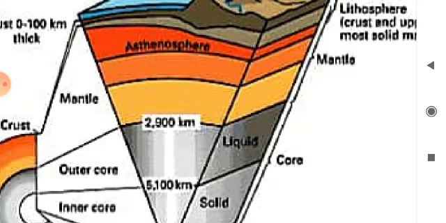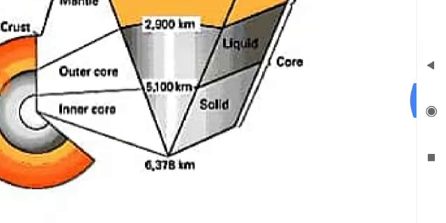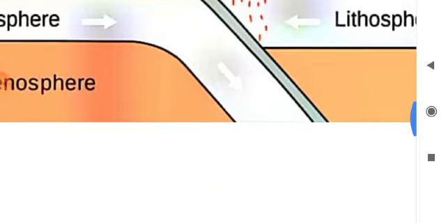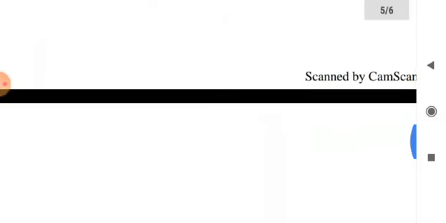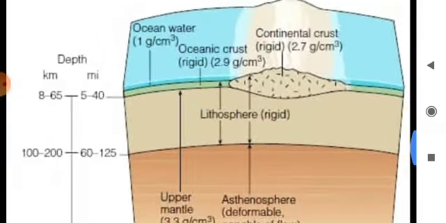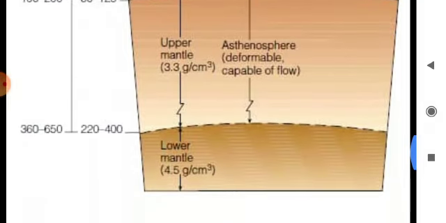So the mantle is divided into two parts, the upper mantle and the lower mantle. The upper mantle is called asthenosphere and the lower mantle is called mesosphere. Look at the diagram. The lower part of the asthenosphere, like the mesosphere, is solid, but the upper part of the asthenosphere is in a partly molten state. Okay.